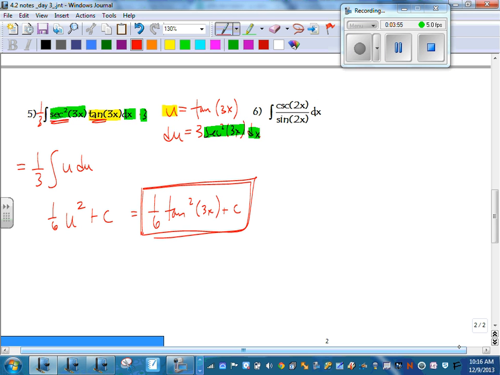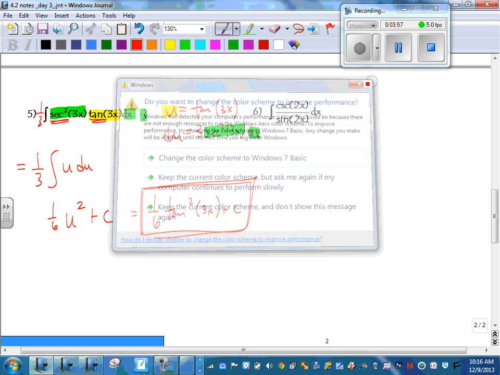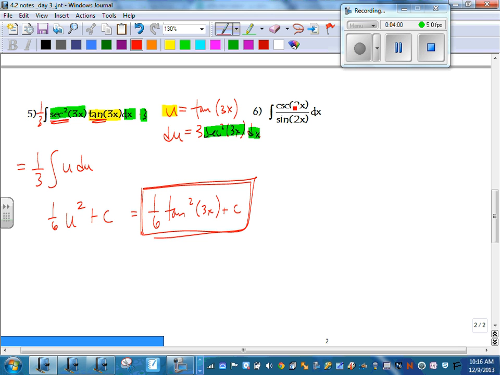For number 6, again, here we've got cosecant and sine. Those two don't really go together as far as derivatives go, right?